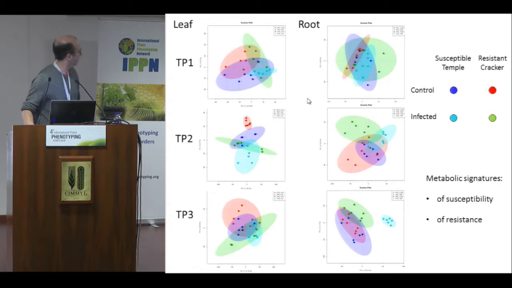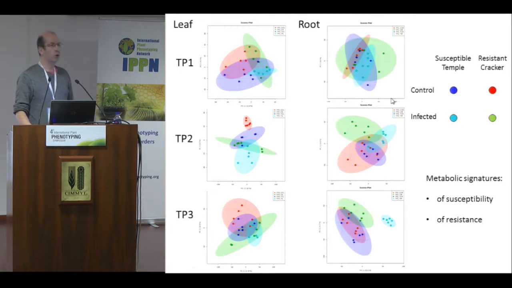And this rather complicated graph here, apologies for this, we have two varieties. We have a resistant variety, Cracker. It's resistant to the pathotype of the pathogen that we are using, but this resistance has broken down in the field, which is why lots of countries are panicking at the moment. So this is the control and this is the infected, and here's a susceptible variety, control and infected.